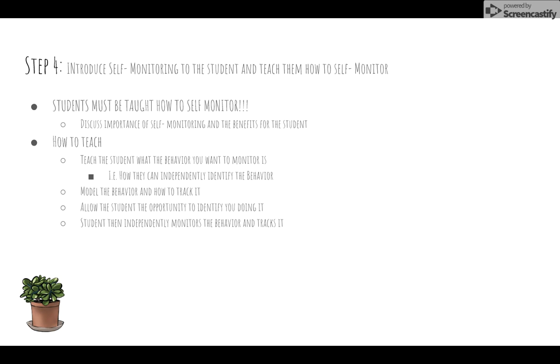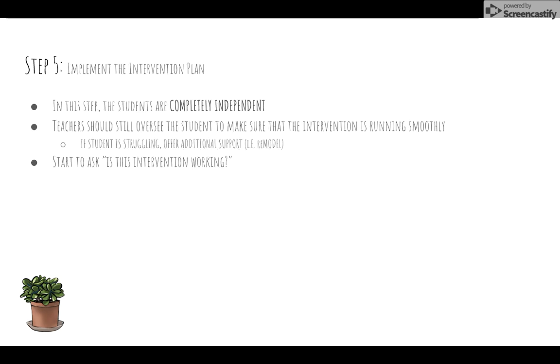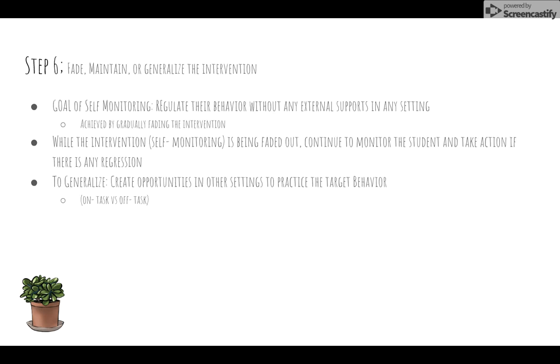And once they master that, they go on to the next step, which is completely independent, where you implement the intervention plan. You should still oversee your student to make sure it's running smoothly, but not so much that you're doing it for them. And if it's struggling, maybe you should add another support, like remodeling or redemonstrating. And then you start to ask the question, is this working for my student and me?